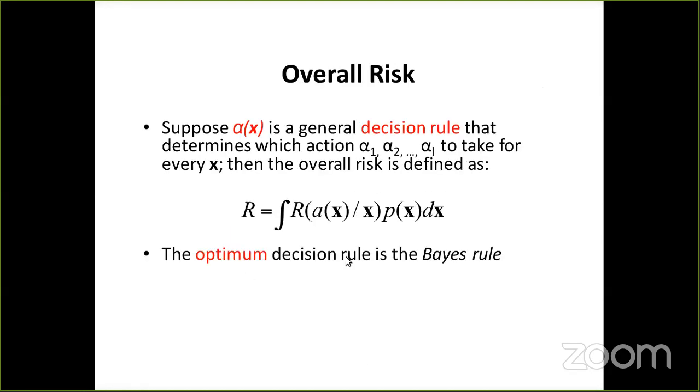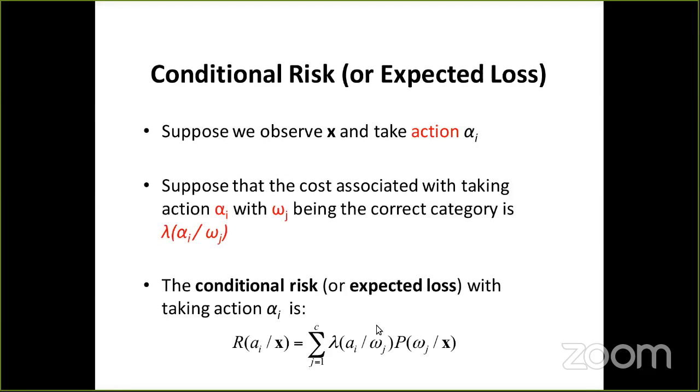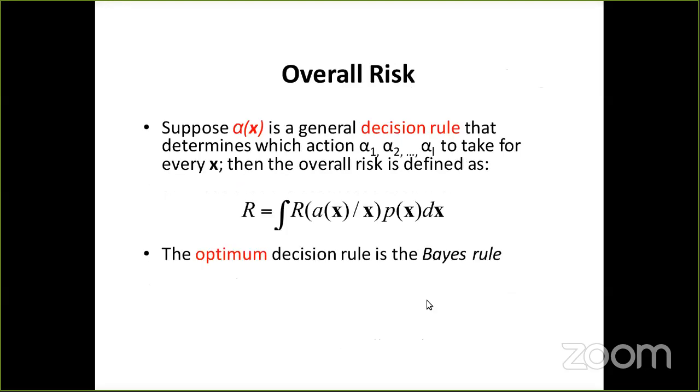If you go back to the previous examples where we did not have this lambda term, we were just considering p of omega given x, and we saw the Bayes rule gives the optimum decision. So if we incorporate risk into our Bayes rule, and we express our expected risk like this, and then we take a decision that minimizes the risk, then that is the optimum decision that we can take.